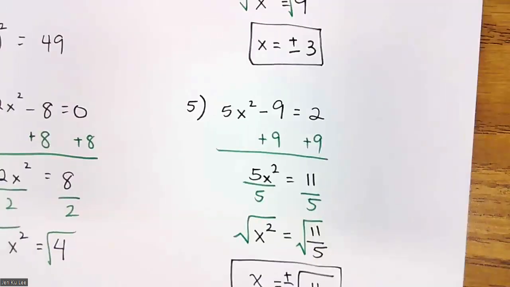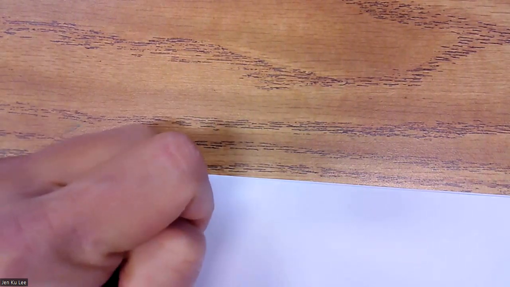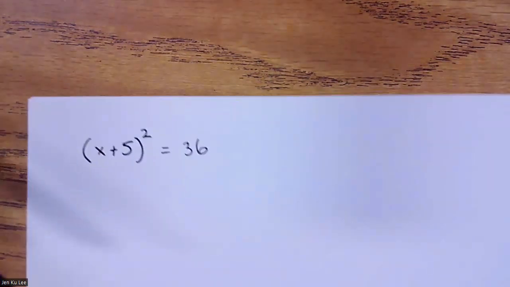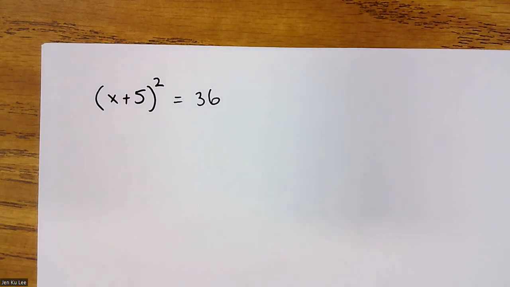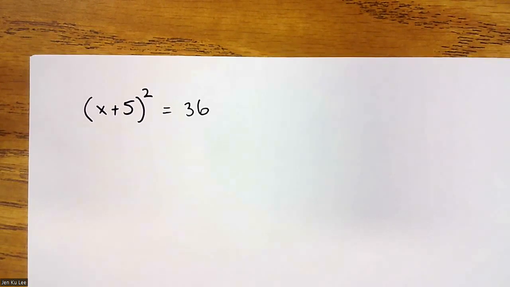Now there's a different type of problem that we have to cover, and it's when you have a perfect square binomial, meaning you've got something like this: x plus 5 quantity squared equals 36. What do I get rid of first here? I want to isolate x, right? My answer is going to be x equals something.